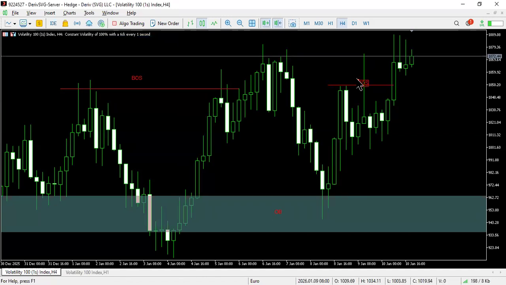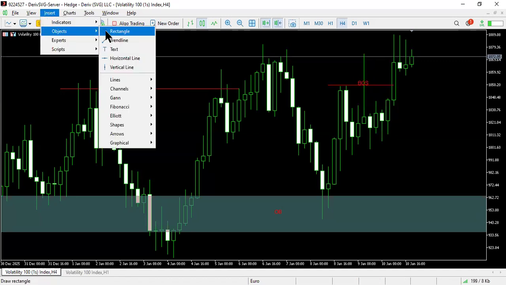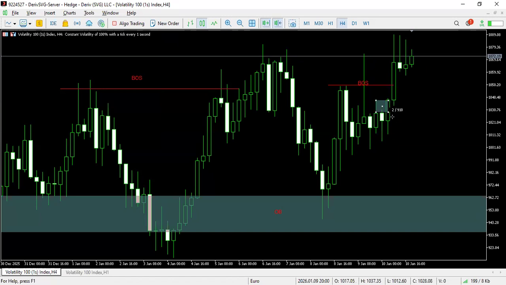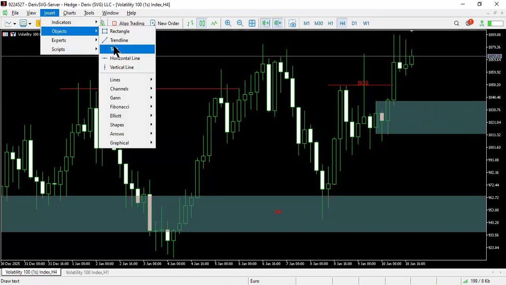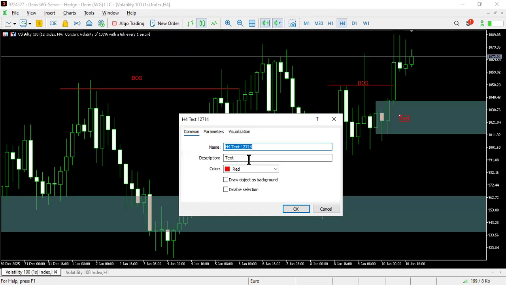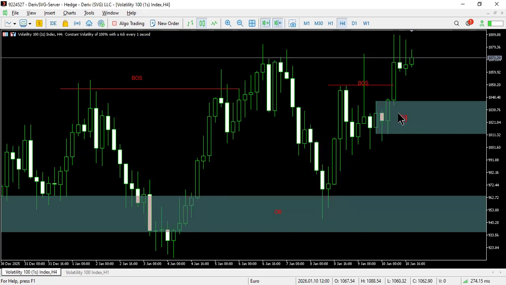The break of structure and then the order block, which caused that break of structure, is right there and it's looking like price is coming back for a retest at that level. So that is where I'll be strategically positioning for a buying position on VIX 101S.